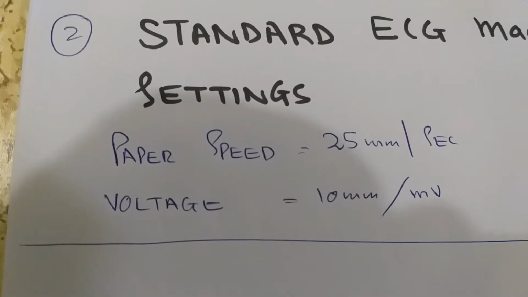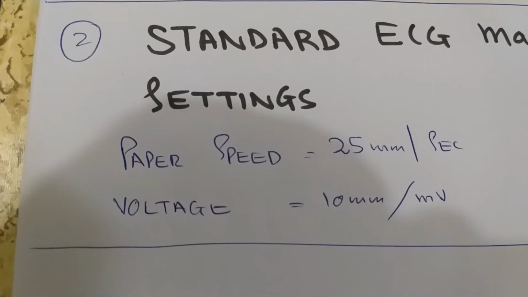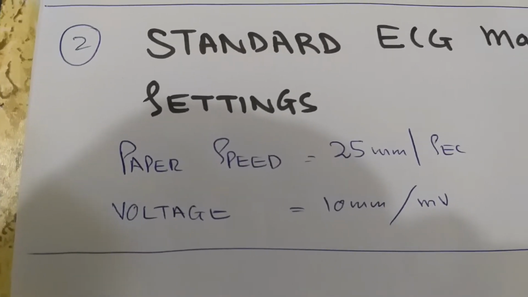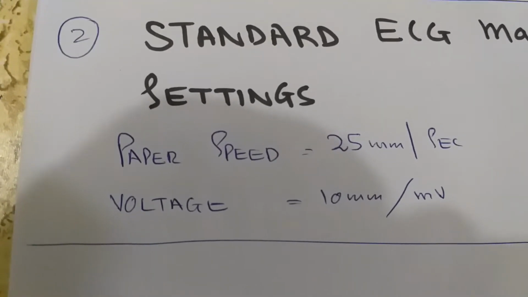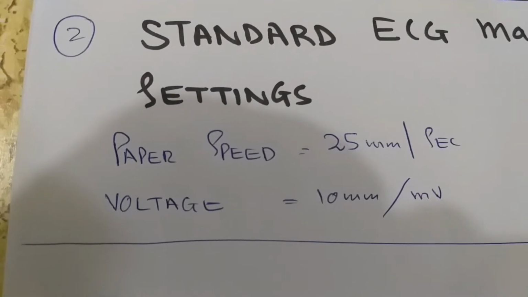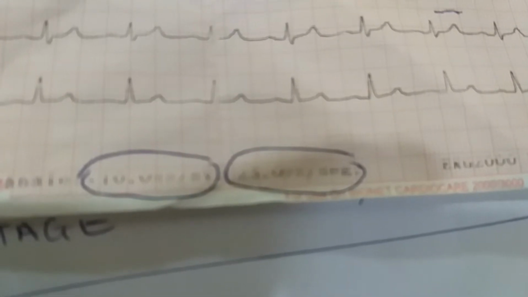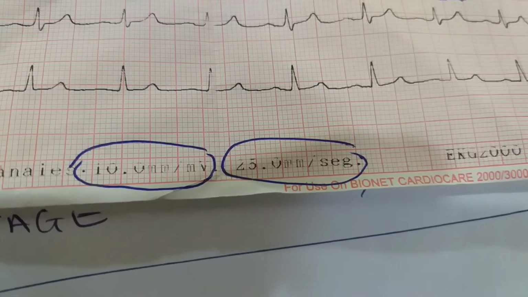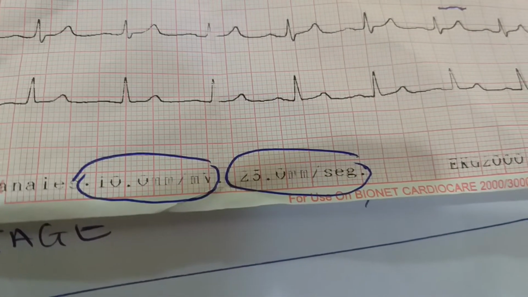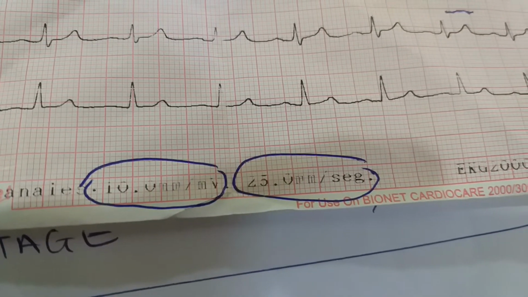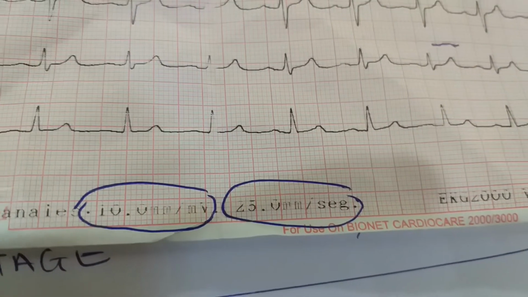There are certain situations where we can either decrease or increase the sensitivity of the machine, but that can be explained in another video. For example, if we look at this paper, we see here on the right side, this is 25 millimeter per second.